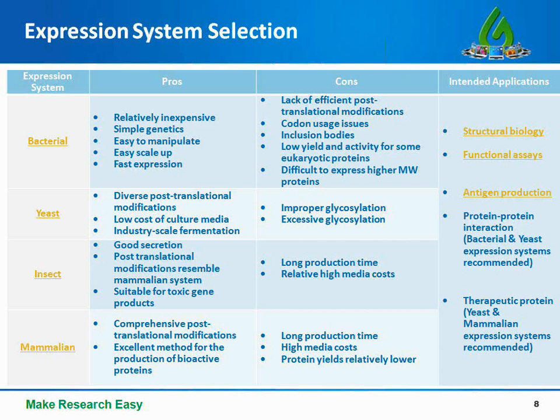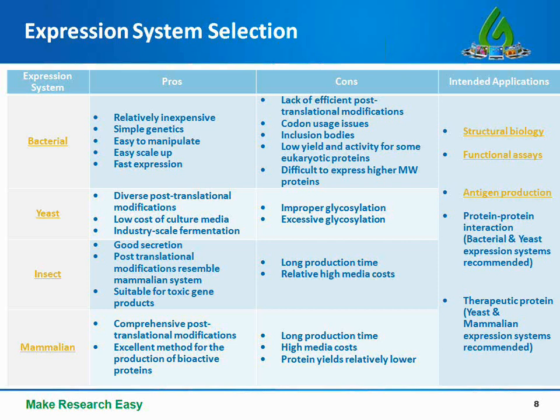Mammalian expression system provides the most reliable post-translational modifications and is an excellent system for bioactive protein production. On the flip side, mammalian expression has longer production time and high cost, and the protein yield is relatively low compared to other expression systems.